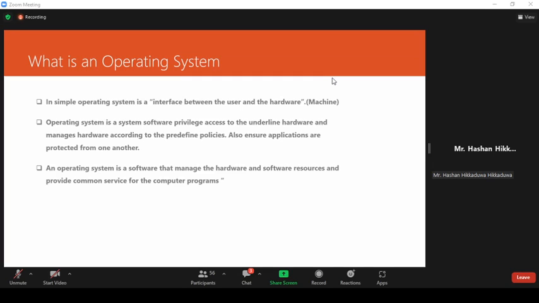It also ensures that applications are protected from one another. Then the operating system is software that manages the hardware and software resources and provides common services for the computer programs, right? This is about the operating system.